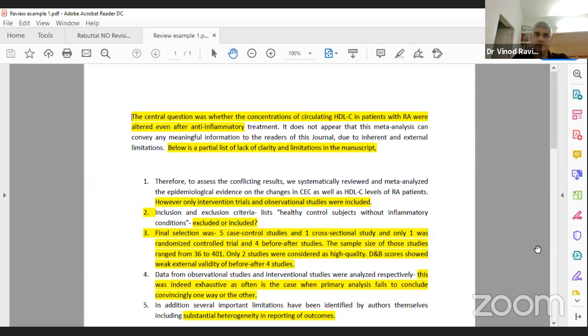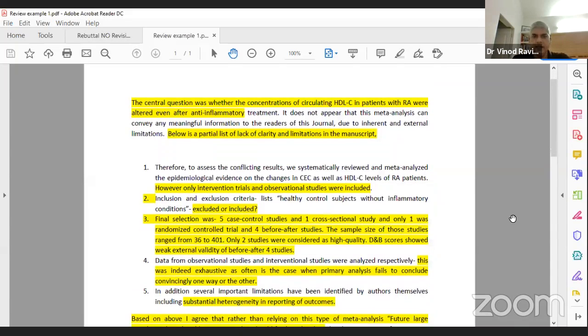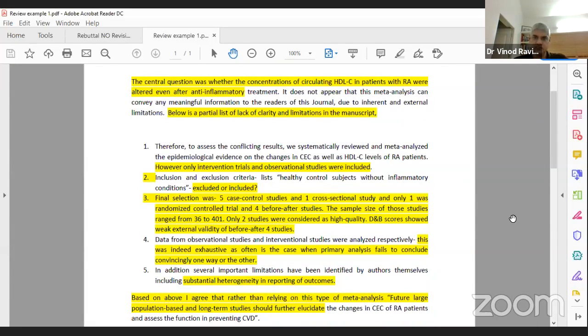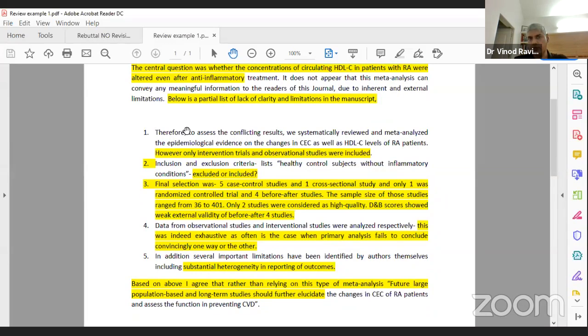Okay, so this is an example of a peer review. But you can see that this is a fairly good quality review, because right up front, the central question of your paper has been grasped by the reviewer. And in just three or four or five sentences, the whole paper has been laid bare.